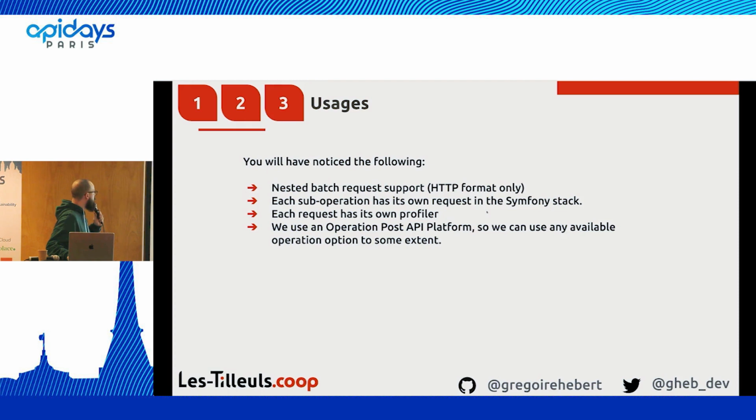You've noticed the following. Nested batch requests are supported with HTTP format only. Each sub-operation has its own request, or if you are using the Symfony framework, then you have your own stack for each request. So you have your own profiler, your debugging system for each request, which is nice. We use a POST operation in API Platform. I didn't mention it before. You are not allowed to use API Platform 2 yet, but we are using the modern operation system of API Platform 3. So we can use any available operation options, to some extent, to put some conditions, some security on them.